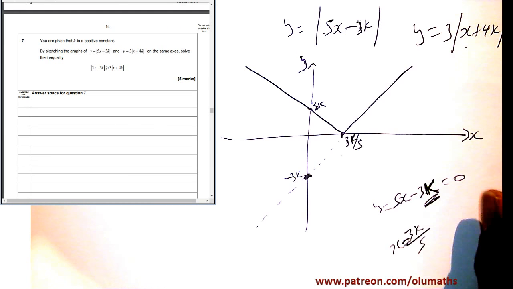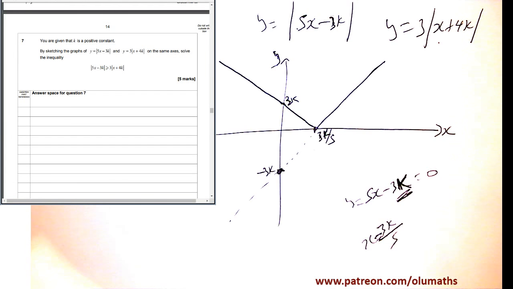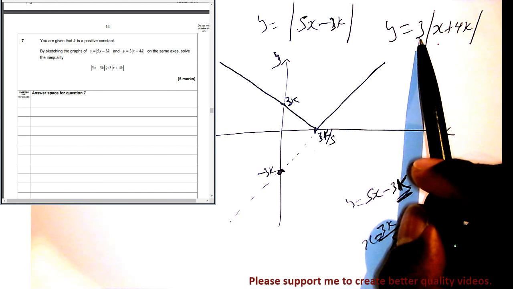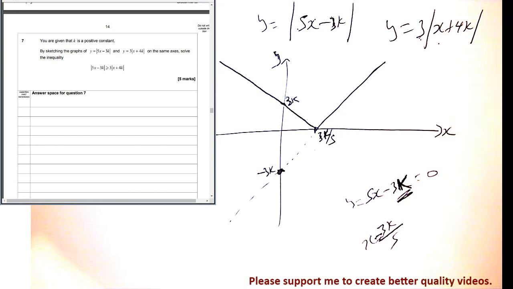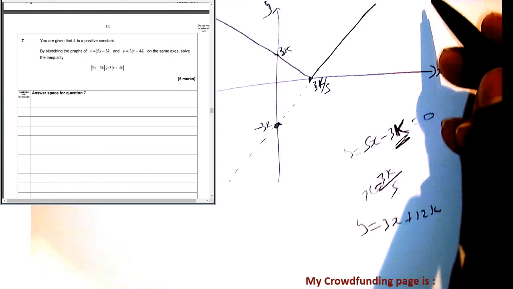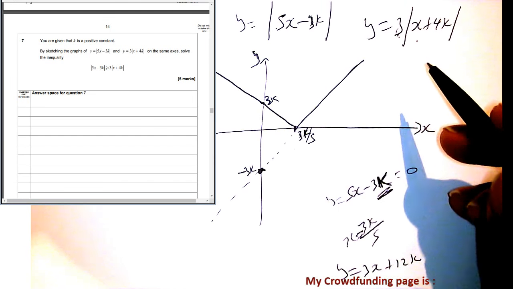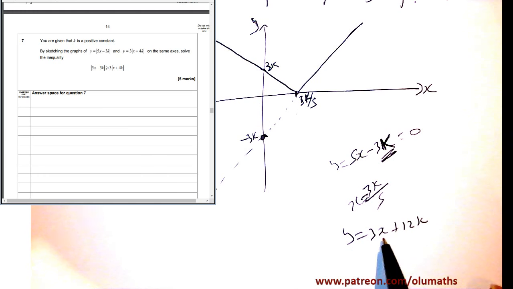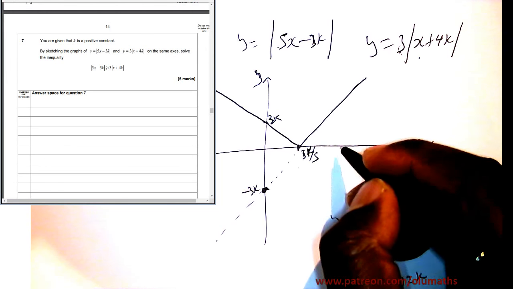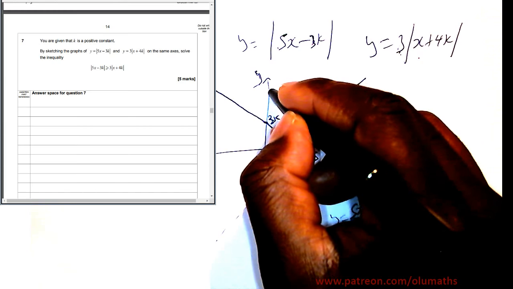Let's do the same for the second one. So, ignore that 3, okay? 3 is always a positive number, so it doesn't matter if the 3 was outside the modulus or inside the modulus. So I'm going to plot y equals 3x plus 12k, and then later put the modulus. If we're looking at y equals 3x plus 12k, that's because I've brought the 3 in. It's a positive number, so it wouldn't really matter. How would the graph have looked? When x is 0, y would have been 12k. So this would have happened somewhere up there, 12k.